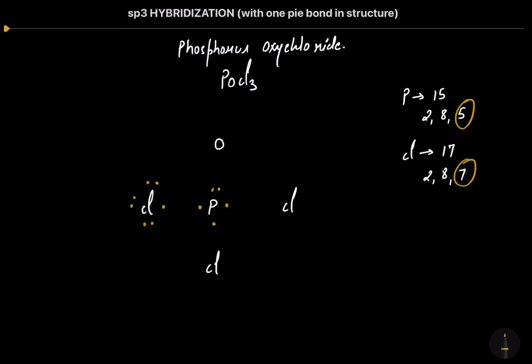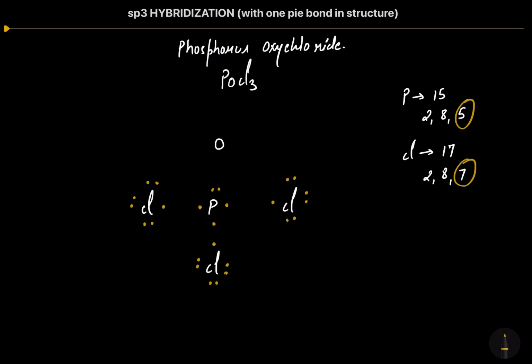Now let's come to the second chlorine. The first electron, second, third, fourth, fifth, sixth and the seventh. Now let's come to the third chlorine. First electron, second, third, fourth, fifth, sixth and the seventh.